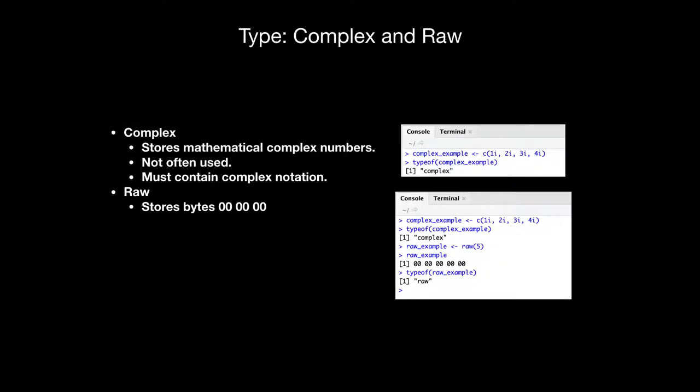Within the complex and the raw, the complex data types store mathematical complex numbers. Not often used, at least not in this class. You'll definitely see this in the more advanced mathematical classes or in programming. These do contain the complex notation of having an i to go along with it. And then lastly, raw data types, you're going to store these as bytes. Zeros and ones, very simple. I don't think we'll be touching upon this too much in this course.